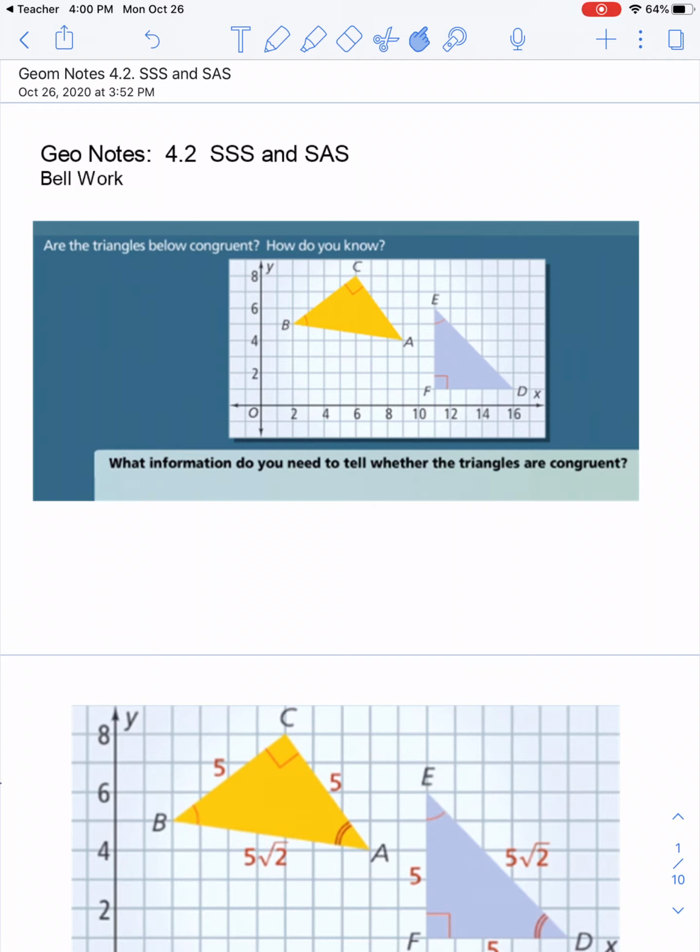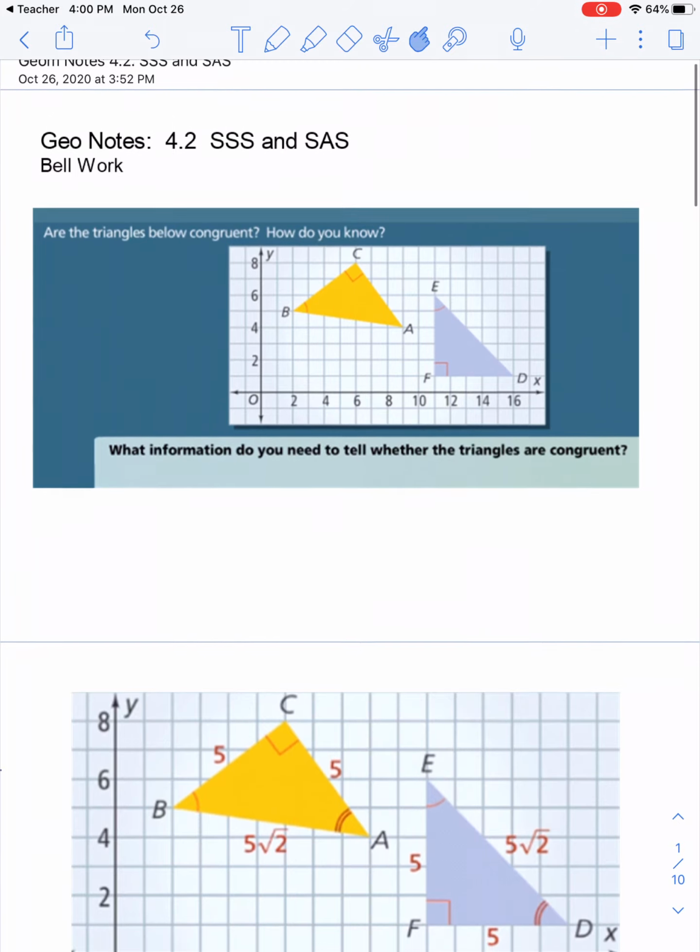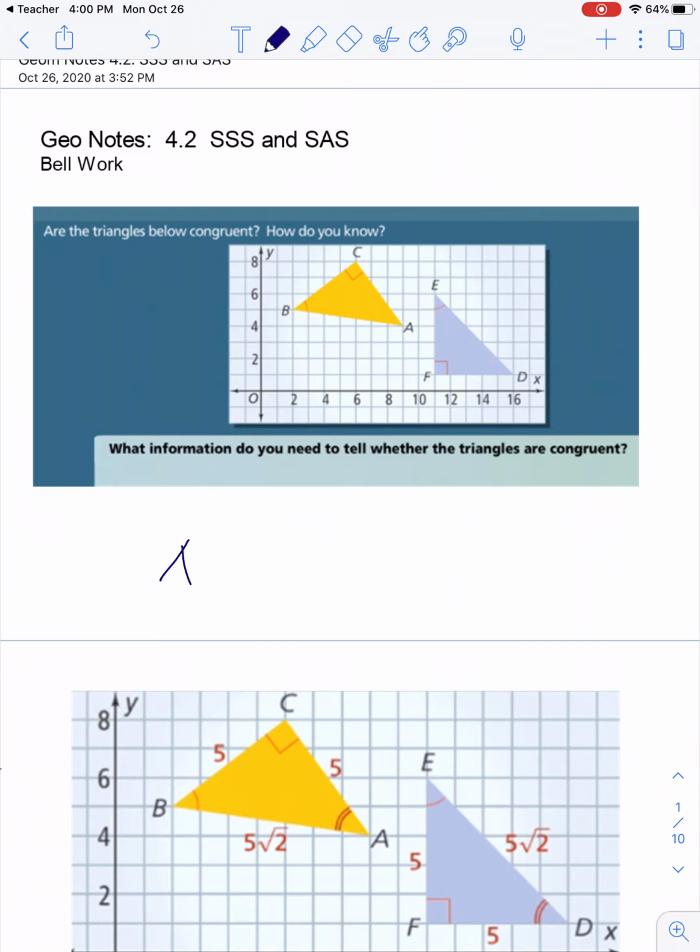This is SSS and SAS, the two theorems that we're going to be looking at. So far, what we've looked at in section 4.1 was that 6 pieces of 2 triangles need to be congruent in order for the triangles to be considered congruent. So in this particular picture, we're looking at triangle ABC and triangle DEF, trying to determine if they're congruent. And if they are, then I can put my congruent symbol in there.